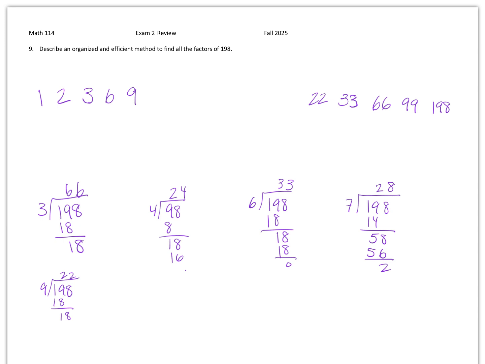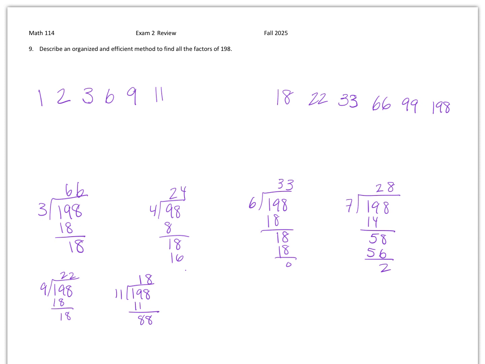10 is not going to be a factor because the number 198 doesn't end in 0. 11, let's check 11. So 11 goes into 19 once. I subtract and I get 8, bring down the 8. Oh, 11 is a factor. 11 times 18 is 198.